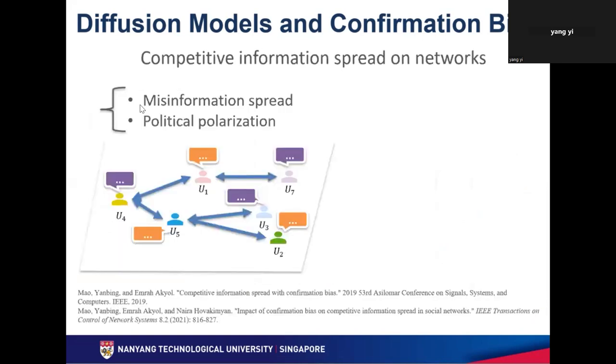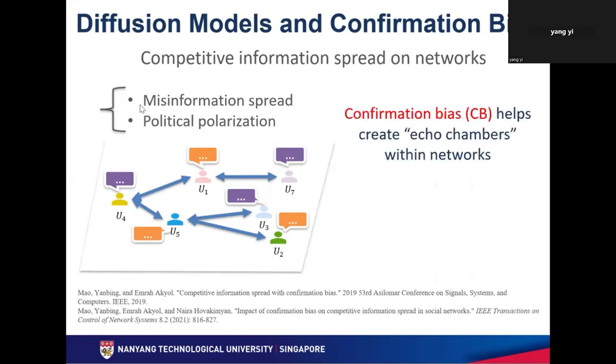Based on the proposed opinion dynamics and the cyber social network, there are two other studies that subsequently adopt the existing models to study the spread of competitive information. The spread of competitive information is usually used to study misinformation spread and political polarization. These two studies are both aware that confirmation bias will help create echo chambers within the networks, but this awareness is ignored by the prior work.